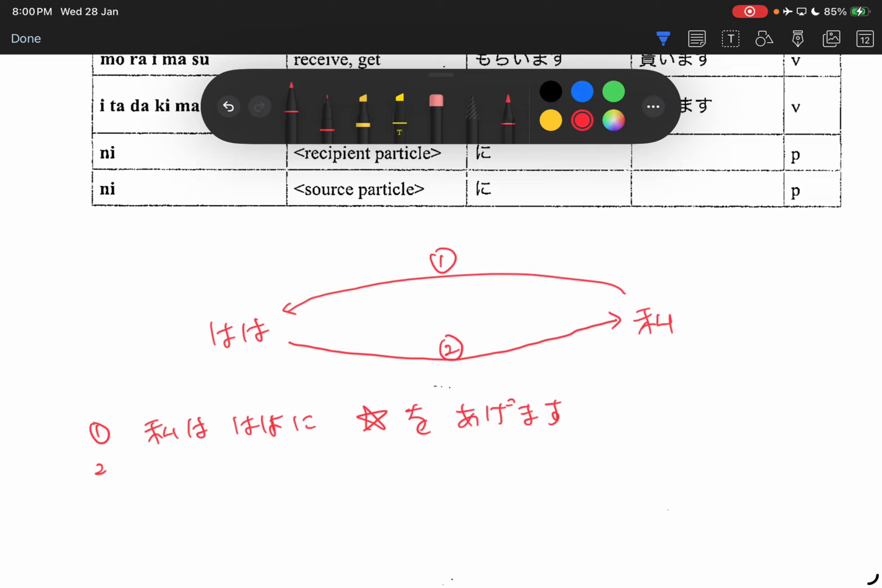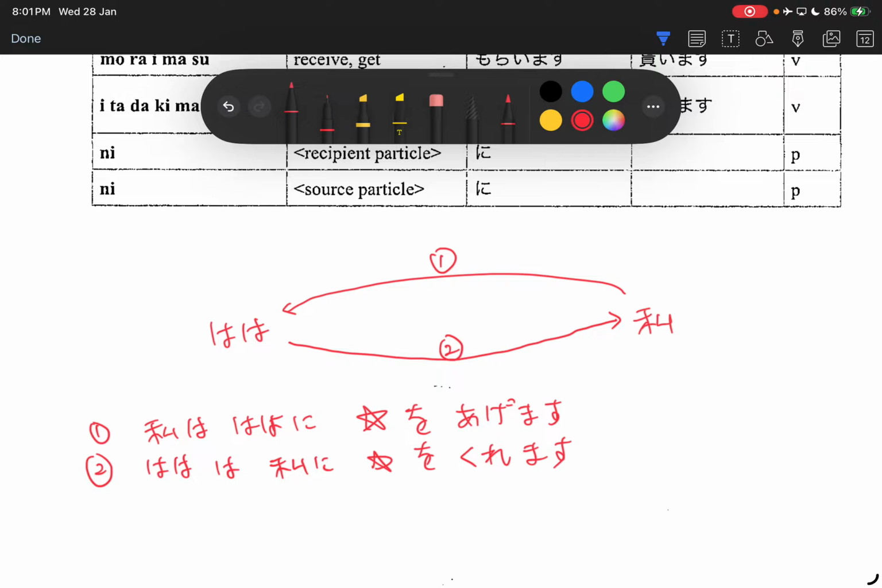Then of course, when mother gives to me, we call it number 2. Haha wa watashi ni something o kuremasu. In this case, we don't use agemasu anymore. We use kuremasu. I will explain in a while. You just copy first. Or you want to take picture also can. So kuremasu and agemasu, the difference is that for kuremasu you must be the recipient. You are the one receiving, so we use kuremasu.